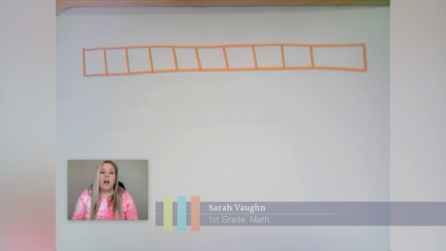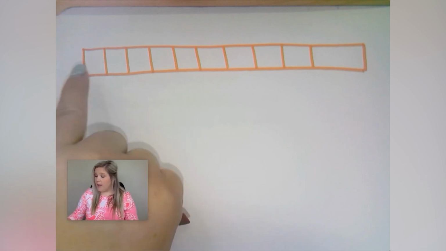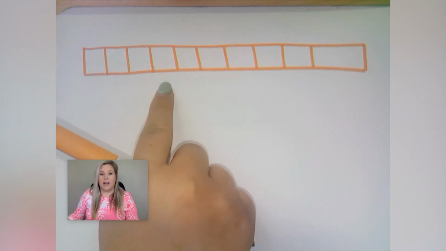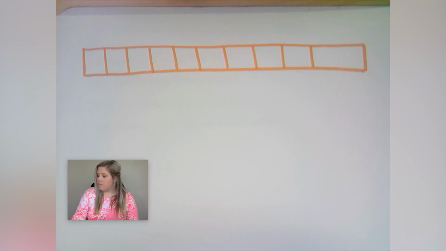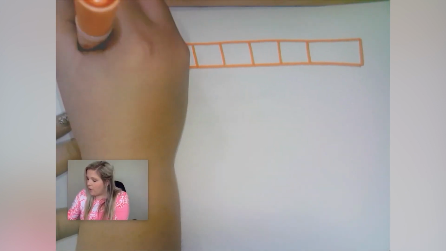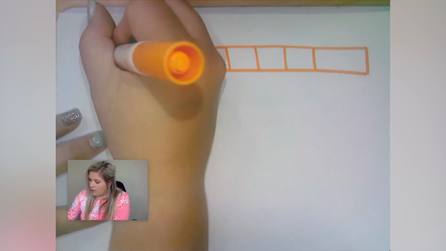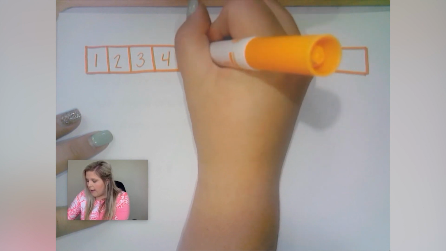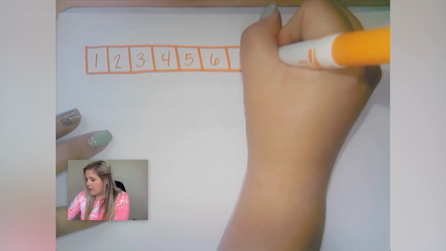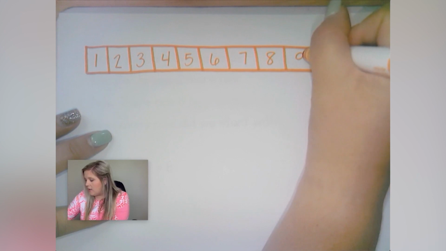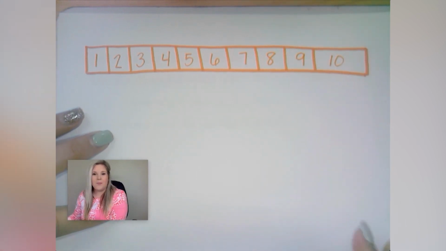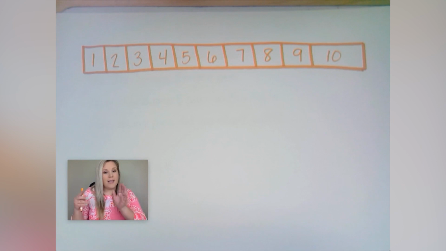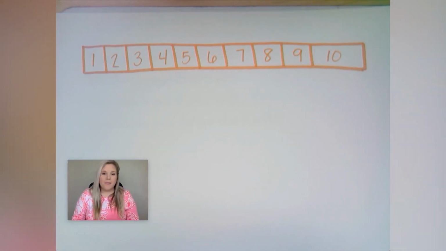Excellent job. Our last step is to go into our number path and write out our numbers like this. 1, 2, 3, 4, 5, 6, 7, 8, 9, 10. Now you write your numbers in your spaces. You are doing a great job.